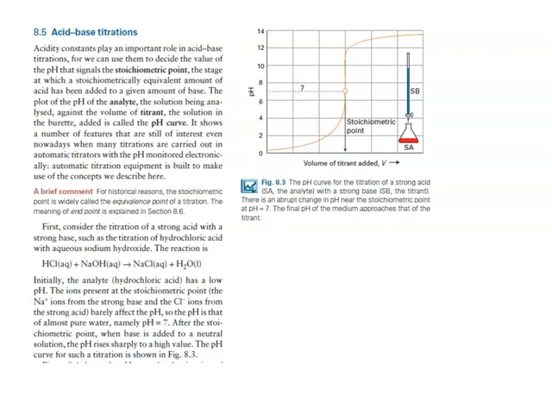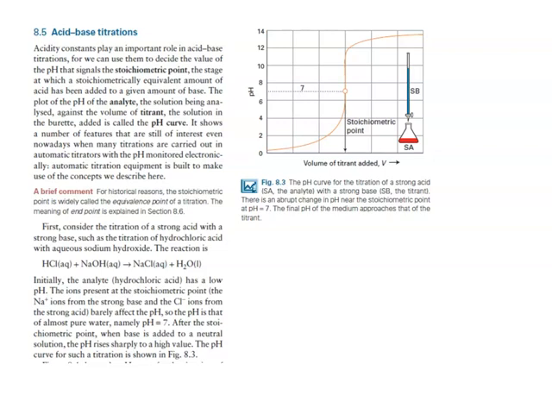So, let's talk about acid-base titrations a little bit. Acidity constants play an important role in acid-base titrations, for we can use them to decide the value of the pH that signals the stoichiometric point, the stage at which the stoichiometrically equivalent amount of acid has been added to a given amount of base. The plot of the pH of the analyte, the solution being analyzed, against the volume of titrant, the solution in the burette, is called the pH curve.